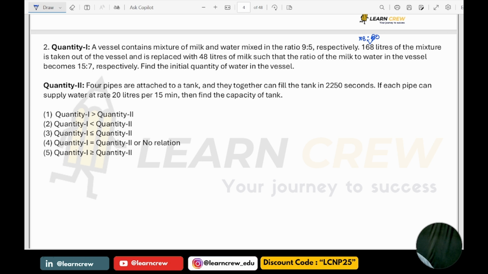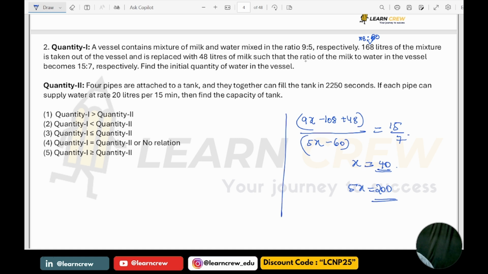So 108 and 60. Initially 9x, from this 108 is taken out and 48 is added, divided by initially 5x, from which 60 is taken out. This ratio is given as 15/7. If you simplify this, you will get x as 40. So initially you have how much water? Initially you have 5x water. So quantity 1 is 200. What about quantity 2?